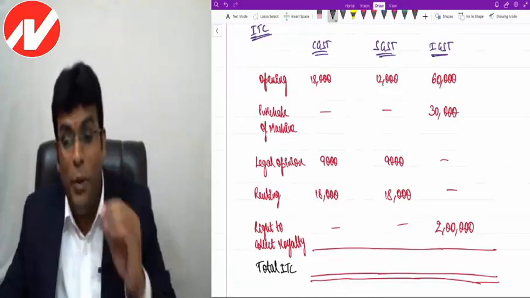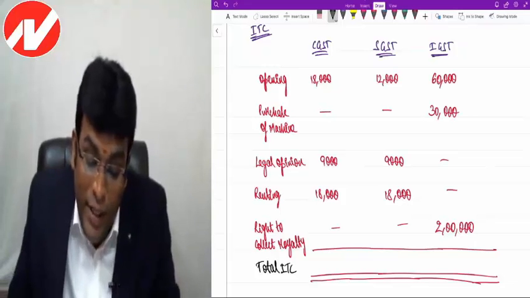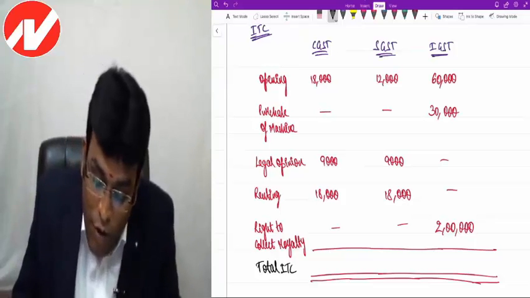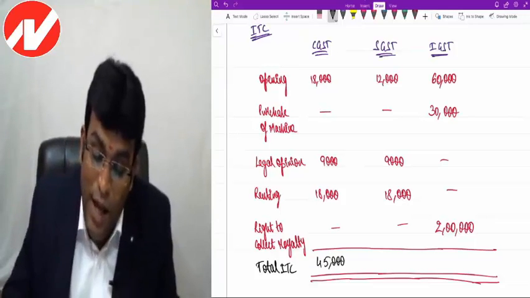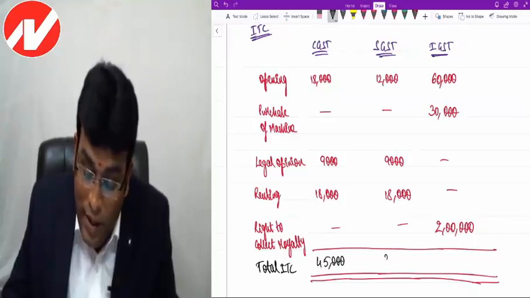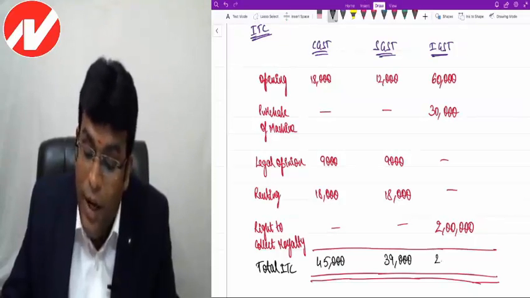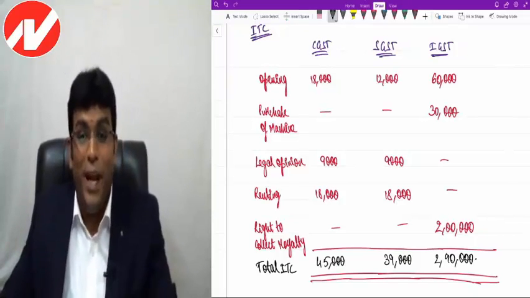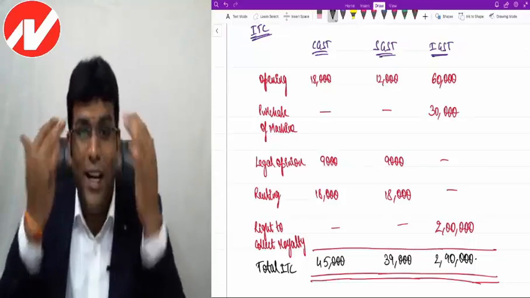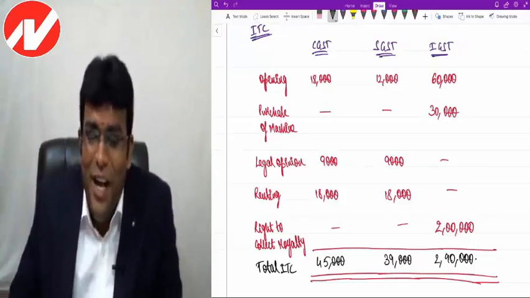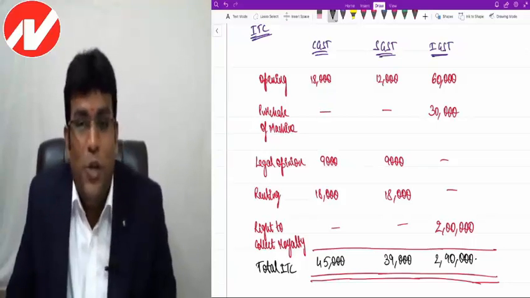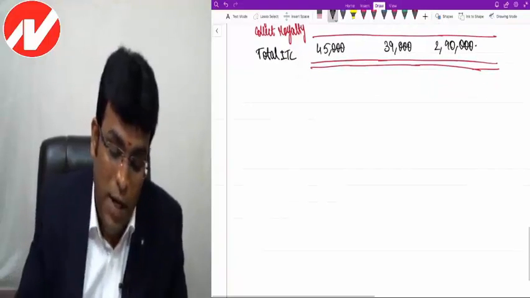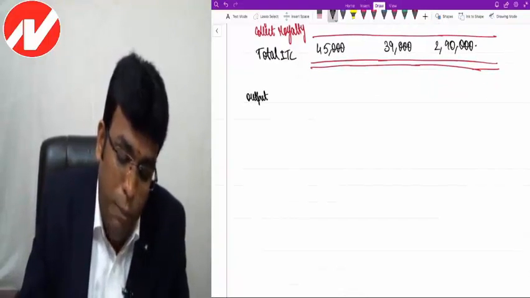So my total input tax credit will be 18 plus 9 plus 18, comes to 45,000. And this comes to 39,000. Last one, 2,90,000. That's it. This is what is the figures for my input tax credit, what I can claim, my dear friends. Getting clarity, sir? It's a very, very interesting and wonderful question came in exam. Clear? Done.